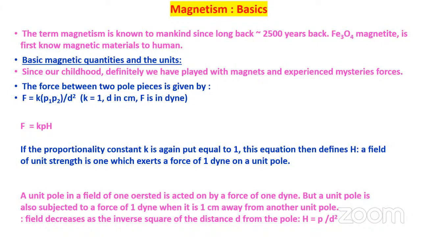As I was saying, the mysterious force experienced because of the magnet is basically due to the pole strength associated with each pole, and it varies inversely as a function of the distance between the pole pieces. The force is typically given by F equals K into P1 P2, where P1 P2 can be considered as a single pole piece, and it is inversely proportional to the square of the distance. If you take the proportionality constant K equal to 1, with distance D in centimeters and F in dyne, then the force experienced is expressed as F equals K into P into H.